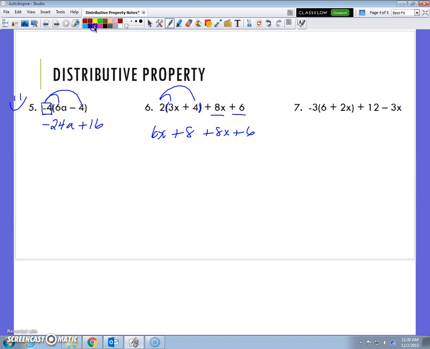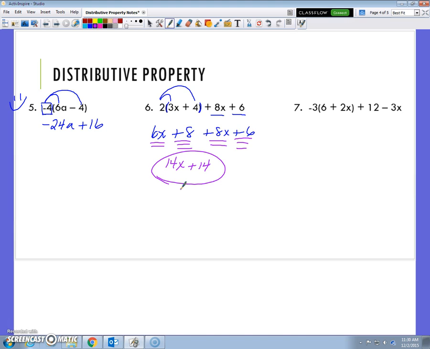Now, I don't have my best answer. I need to go ahead and add my like terms together, combine my like terms. Positive 6x plus 8x is 14x. Positive 8 and positive 6 make a positive 14. Okay, so there's my final answer. It looks good because it's in alphabetical order and my constant comes last.